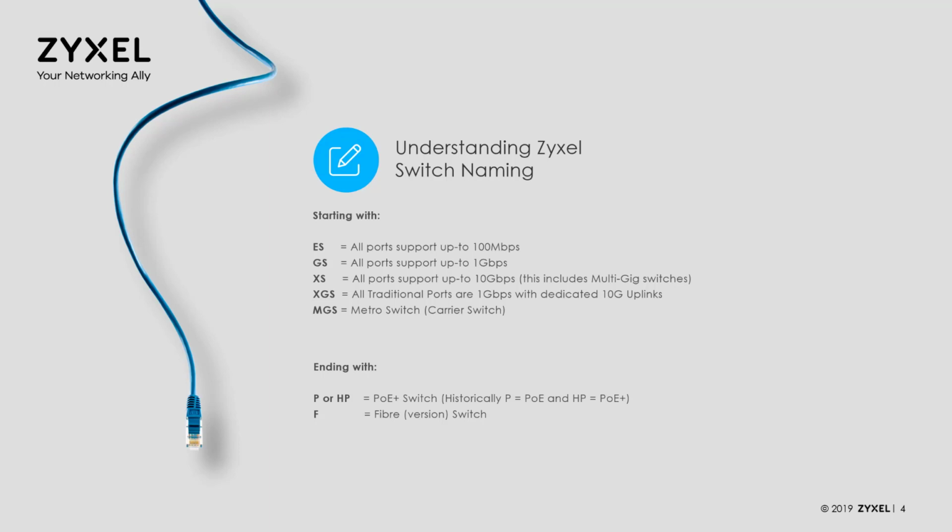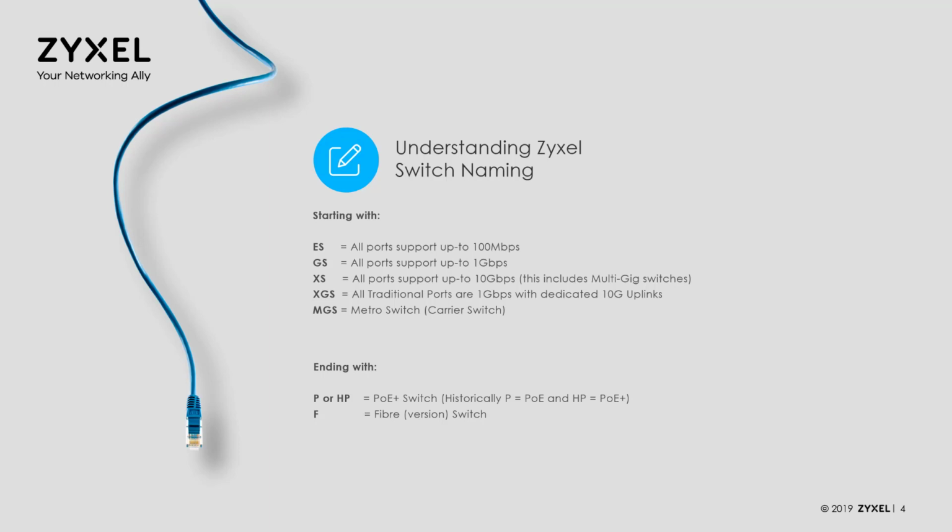After the XS we go to the XGS. This means that all the traditional ports are 1 gig and the uplinks are dedicated 10 gig. They're normally SFP+. So for example, the XGS1930, which we'll cover today, has 10 gig uplinks with the ability to have a PoE and non-PoE version with 24 and 48 ports.